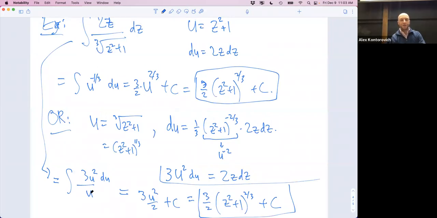Cancel the u's right here. Yes, absolutely. I'm canceling the u's on top and bottom, and I have 3u, and the antiderivative of 3u is 3u squared over 2. It's exactly what I'm doing. Okay, does that make sense?